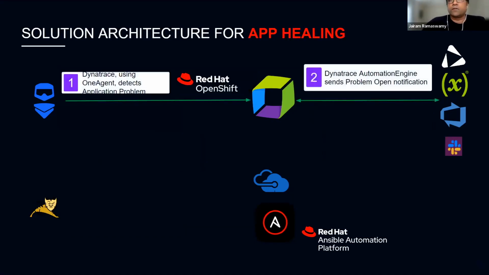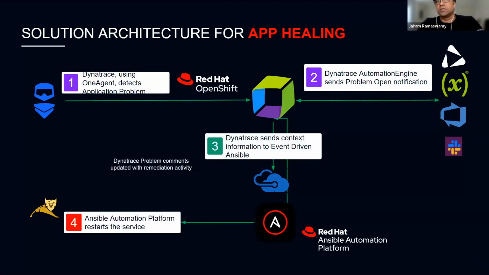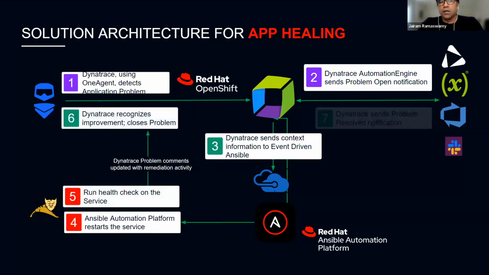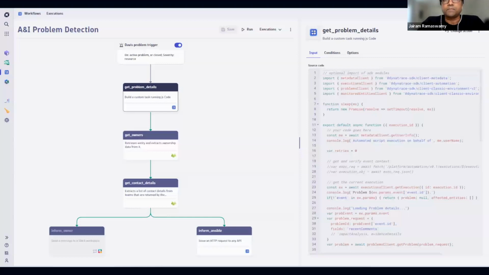This is another one for app healing, very similar, an app running on OpenShift, which is a very similar situation with a different remediation action. There's an issue with the service in this case where we had to restart it, then it runs a health check on the service, again recognizes improvement, and then sends this data back to whatever your notification channel is.